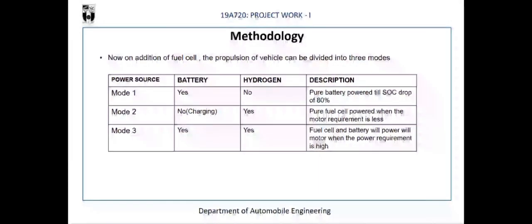Methodology. This project is carried out in a methodology that contains three modes. In the first mode, the battery is a standalone power source that propels the vehicle. In mode 2, the fuel cell is the power source that propels the vehicle as well as charges the battery. In mode 3, both power sources are combined to propel the vehicle.